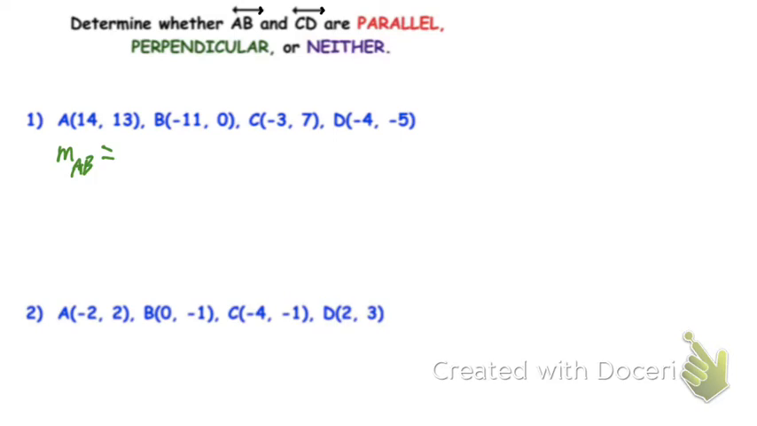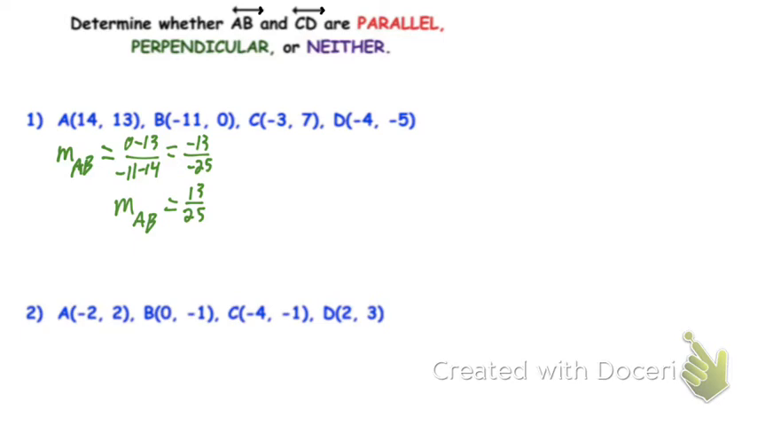Y minus y over x minus x. Yep. So what would I write? I can do 0 minus 13 over negative 11 minus 14. If you have yours flipped in the other direction with the 13 first and the 14 first, that's perfectly okay as well. 0 minus 13 is negative 13. Negative 11 minus 14 is negative 25. A negative divided by a negative is a positive 13 over 25. So the slope of line AB is positive 13 over 25.